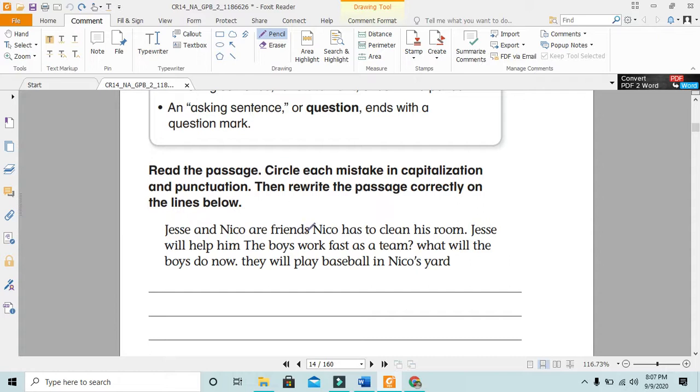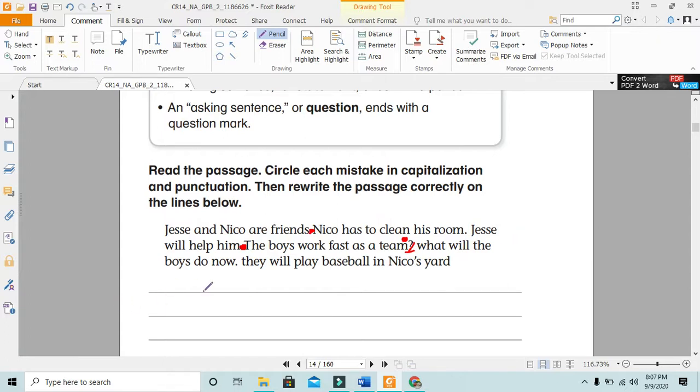Jess and Nico are friends. Yeah, there is a mistake here. We have to put a period because the statement finished. Nico has to clean his room. Correct sentence. Jess will help him. Oh, another period. We have to stop here to put it. The boys work fast as a team. Oh, we don't need this question mark. We have to put a period because we don't ask here. It's a statement. That's correct.